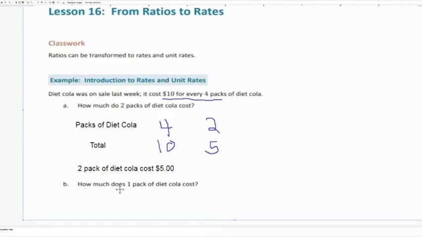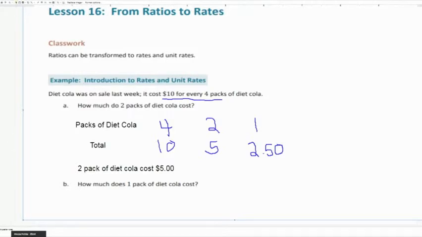So the next part says, how much does 1 pack of Diet Cola cost? Well, we take this one step further. Instead of being 2, we would convert it to 1. And of course, that's dividing by 2. So that means we have to divide 10 by 2 as well. And hopefully, we come up with 2.5. If we're talking about dollars, remember, this is $2.50. So how much would 1 pack cost? And this is our unit rate.